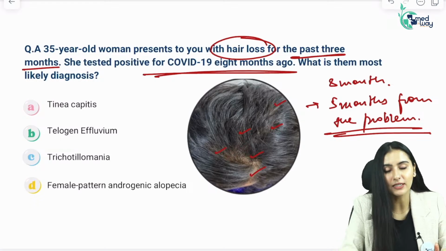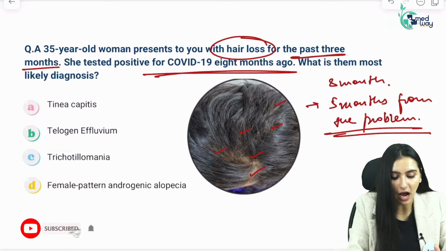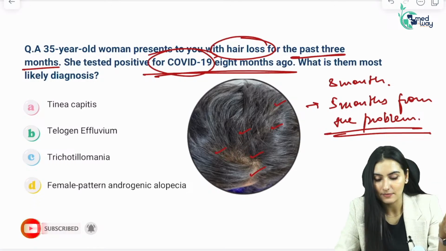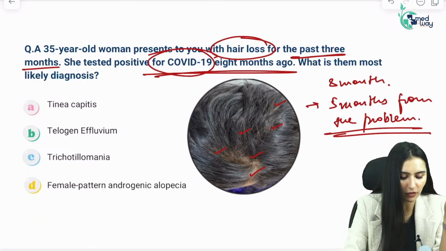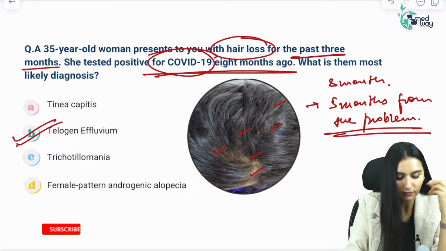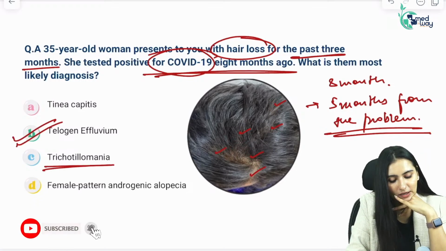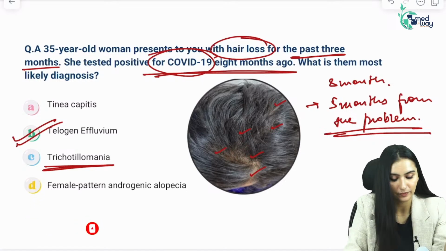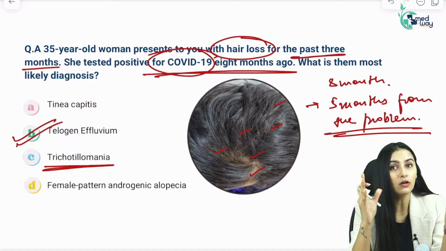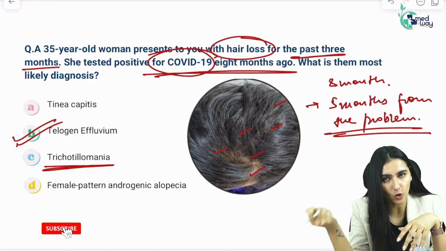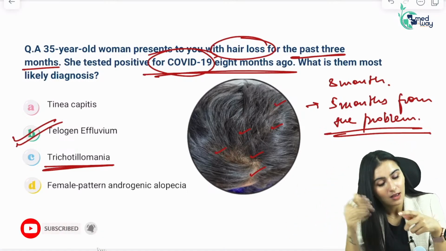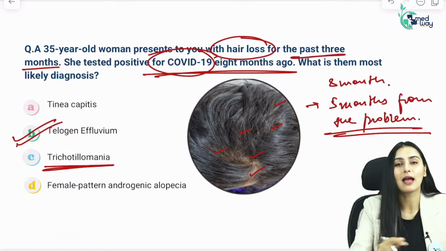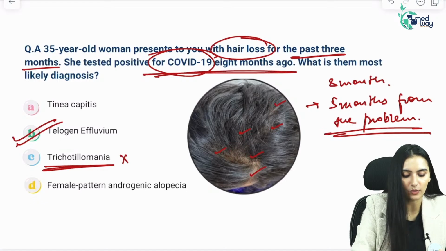There is diffuse thinning of hair which happened after an episode of illness. What is it? It is telogen effluvium. Okay. Why is it not trichotillomania? Trichotillomania happens when the patient starts pulling their hair themselves. So, usually on the dominant side, suppose the right hand is dominant, on the right side you will see broken hair. You will also see blood clots and broken hair will be present. So, that is why it is not trichotillomania.